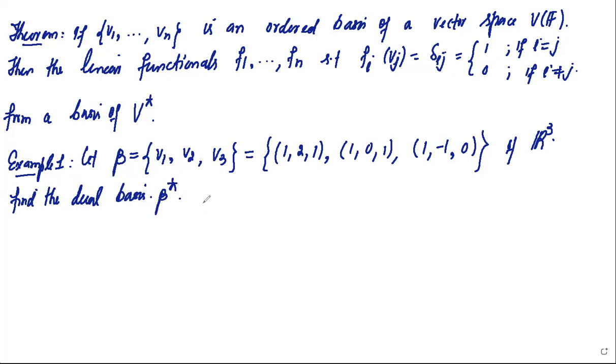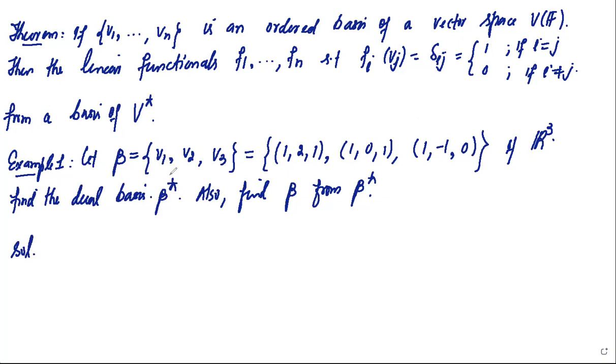And then later on, we will also find beta from beta star. So first we will evaluate what is this beta star, the dual basis. Then once we are given this basis beta, we will evaluate the beta star. Then later on, we will assume that beta star is given and we will evaluate beta. Okay, now let's start the solution.